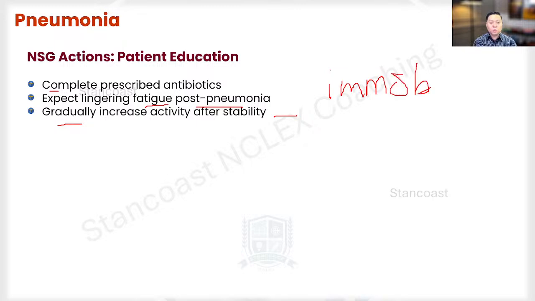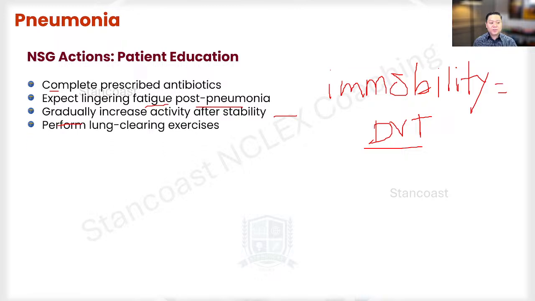We don't want that. Especially if the patient is in the hospital, immobility equates to DVT, deep vein thrombosis, which is a very common complication in patients that are in the hospital. All right, we don't want that either. Now, we're going to have to talk about performing lung clearing exercises. And this is very important in order for them to clear their lungs and also enhance the full expansion and also the functionality of their lungs.